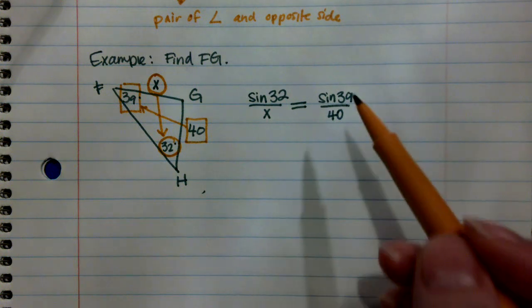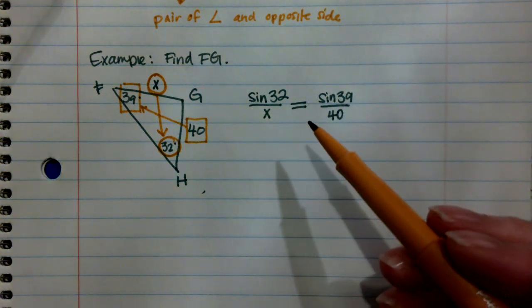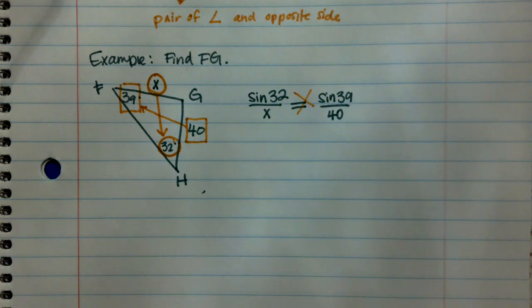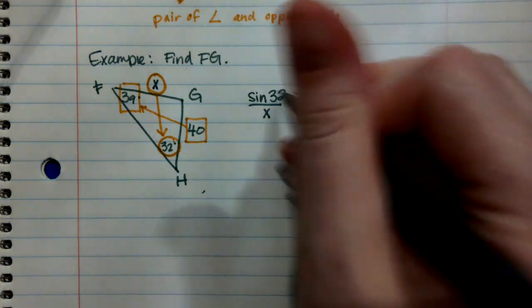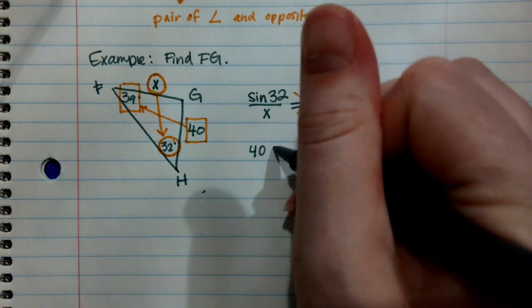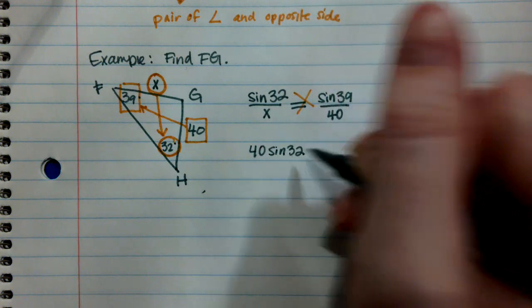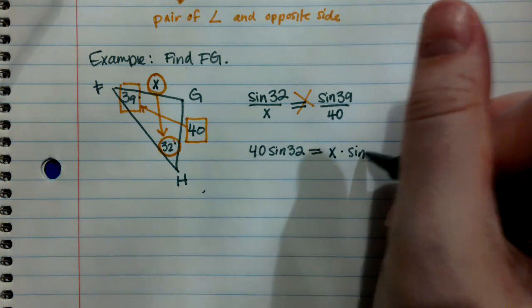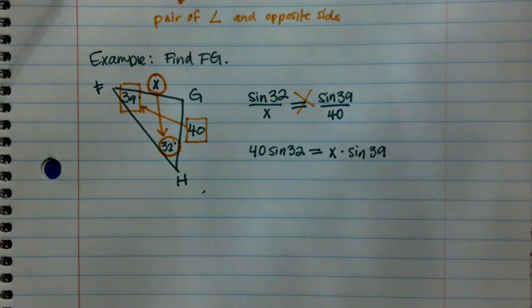And once you have this set up, there's a lot of cross multiplying in a lot of these learning targets in this unit, and that's what we're going to do here. And so we're going to cross multiply this to get 40 times the sine of 32 equals x times the sine of 39.